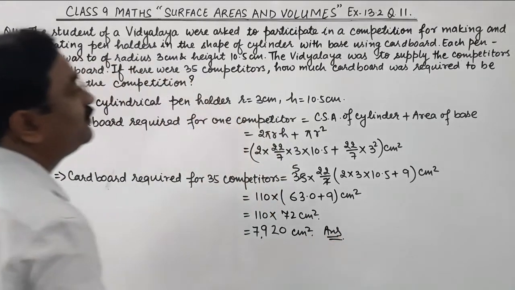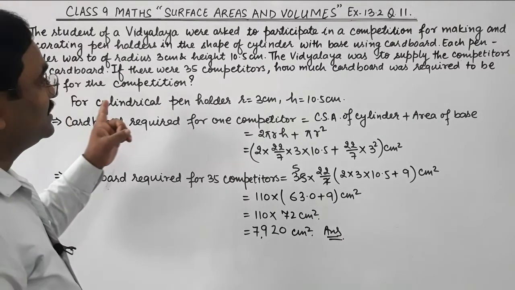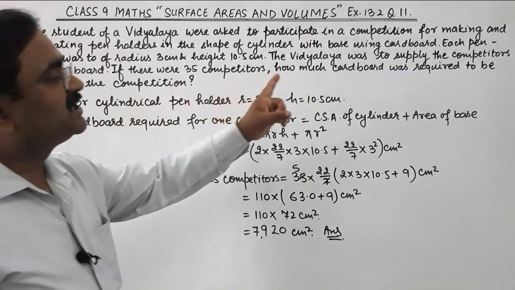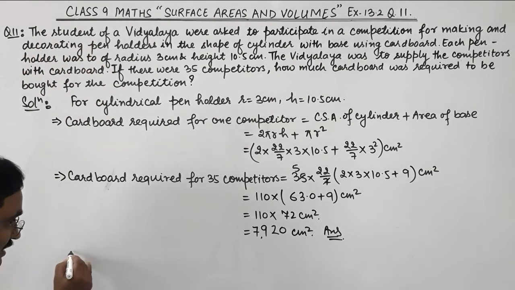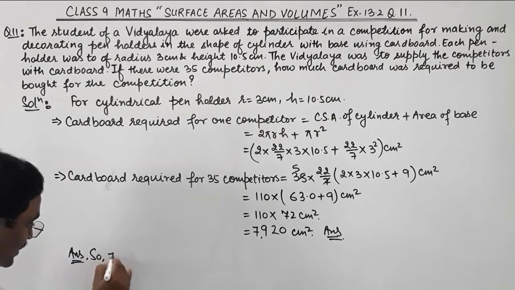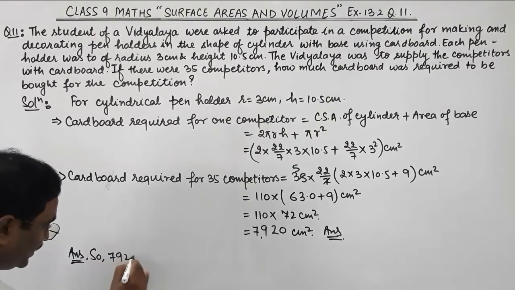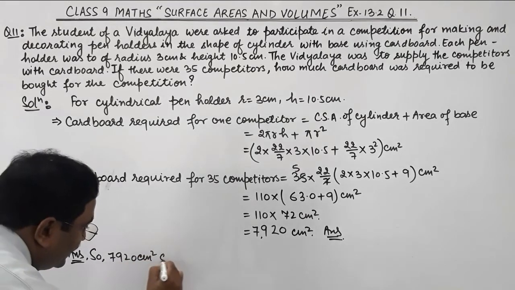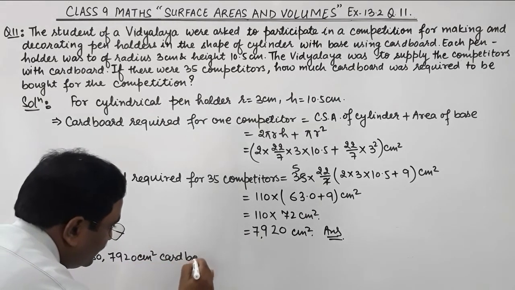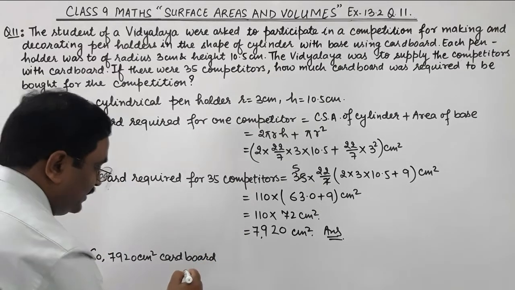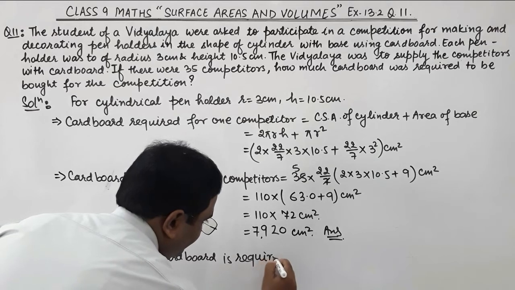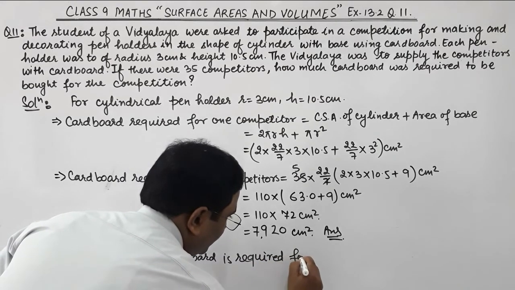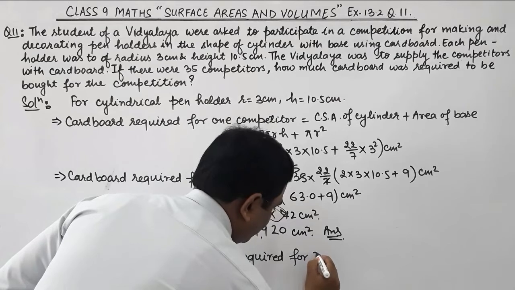The answer to be written: what is the question asking? How much cardboard is required? So this is your answer. The required answer is 7920 centimeter square of cardboard is required for 35 competitors.